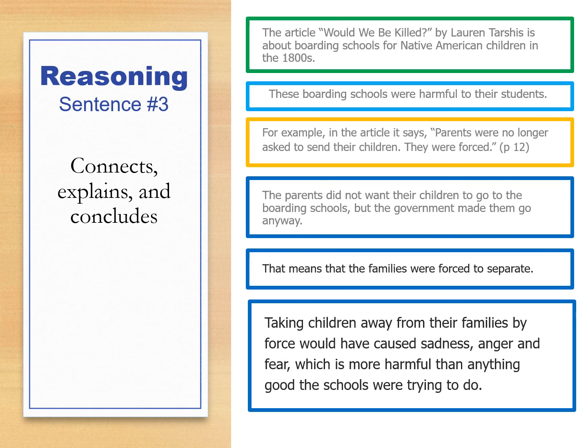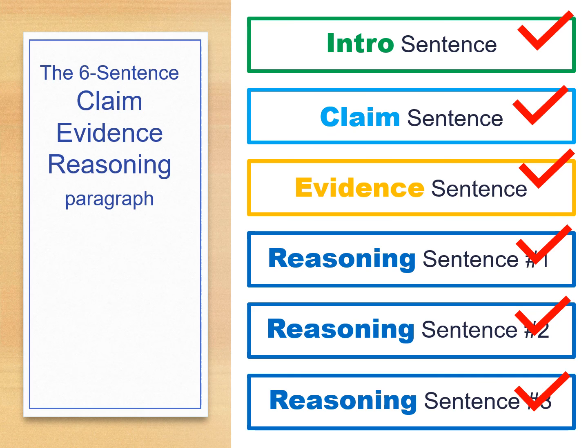So let me reread that and make sure it makes sense. Taking children away from their families by force would have caused sadness, anger, and fear, which is more harmful than anything good the schools were trying to do. Okay, I think that says what I wanted it to say. And that is it. We wrote a 6-sentence claim, evidence, reasoning paragraph. We did that one together. And I want you to now use part of what we did together to write your own. Here we go.